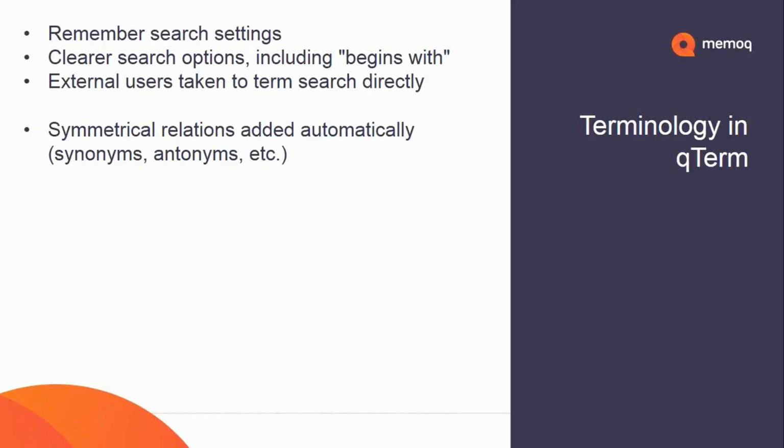One feature that might not be that widely known about QTerm is that there are relations between terms and term base entries, like synonyms, antonyms, and there, again, a small improvement is that whenever you define a logically symmetrical relation like a synonym, then the other side of the relation will also receive it. So if you say that A is a synonym of B, then B will also automatically be the synonym of A. Okay.